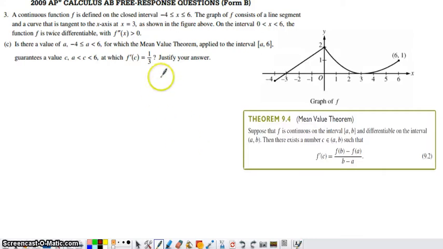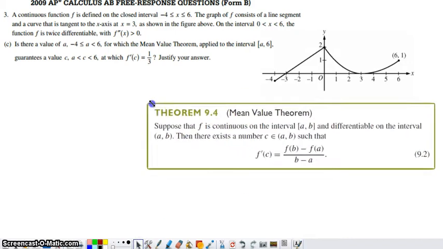So here's part C of problem number 3 from 2009, A, B, and BC Form B. In this piece of the problem, it tells us to try and determine if there's a value A, and A has to belong to the interval from -4 to 6, for which the mean value theorem applied to the interval from A to 6 guarantees a value C, where C is between A and 6, at which f prime of C is equal to 1/3. Justify your answer. So this is a mouthful. It's a pretty big question that they ask you here.